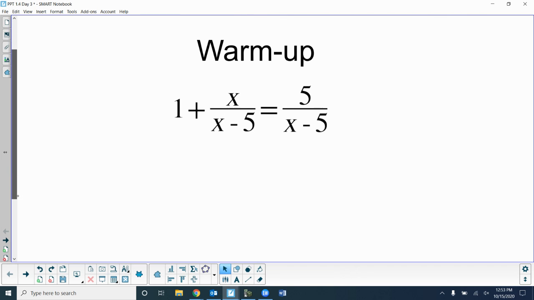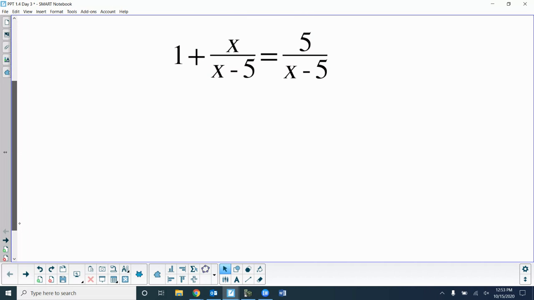All right, so how do we go about doing this one? Get rid of the fractions. How do we get rid of the fractions? Least common denominator, which is? Yeah, it's the only one that's there, right? X minus 5. You guys are so smart.